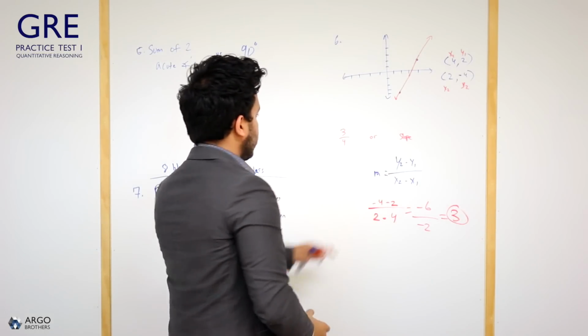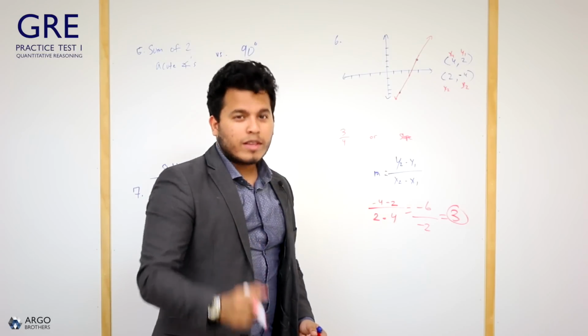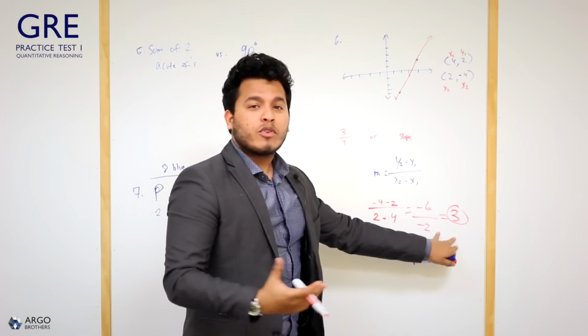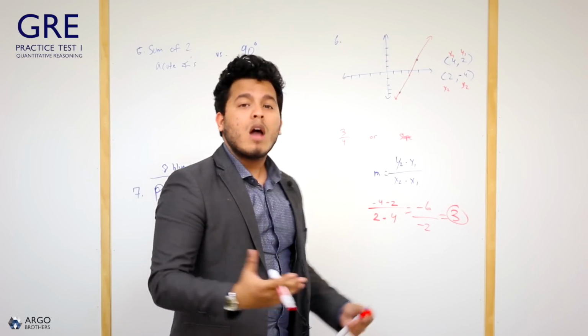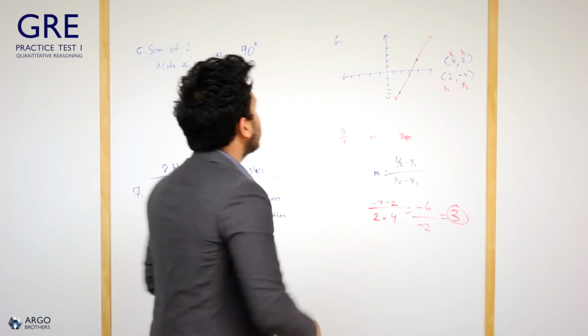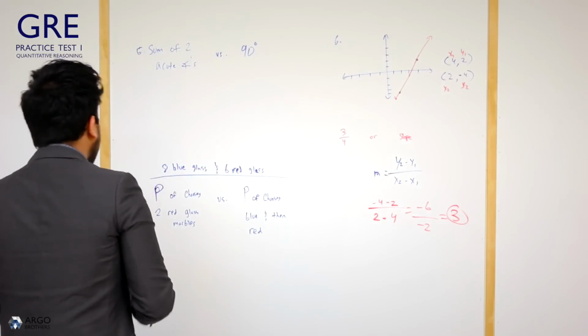And I get that -6 divided by -2 is reduced to 3. Now, what's greater? 3 or 3/4? Well, I think that's pretty obvious. 3 is definitely greater than 3/4. Therefore, column B is greater. The answer choice is B. Let's go ahead and take a look at question number 7.